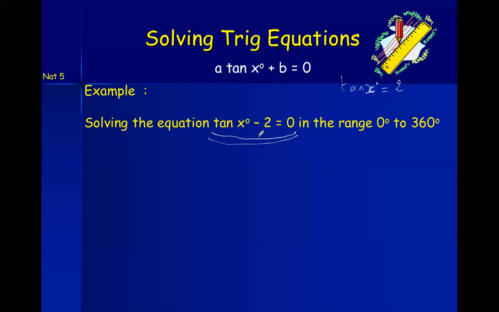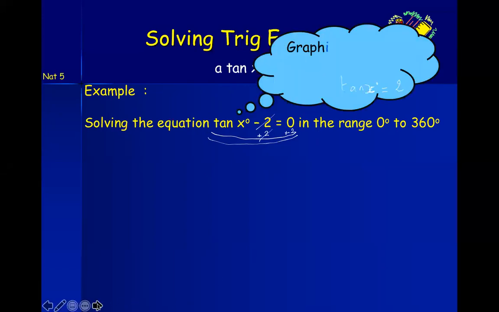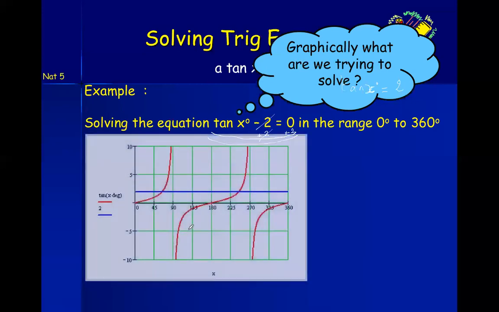What we said was to get rid of the take away 2. What's the opposite of taking away? Adding. You add 2 on both sides. That just puts the balance back into place. Take away, add, the 2 goes. You end up with just tan x equals 2. Okay, so that's how you would solve it. So tan x equals 2.